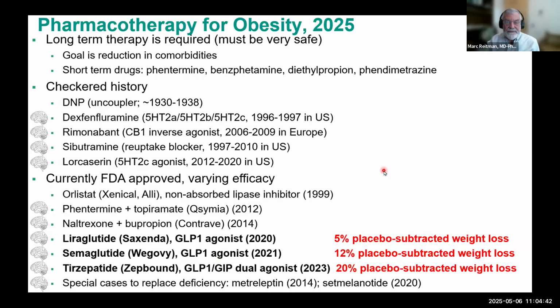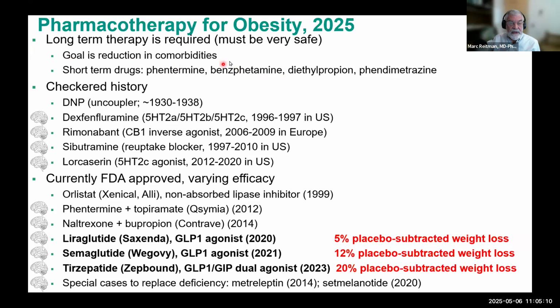And pharmacotherapy for obesity has a long and checkered history. I'd like to just make a few points based on this slide. First of all, we're trying to make drugs that are going to be long-term therapies. And that means they must be very, very safe, because while obesity does increase the risk for things like cardiovascular morbidity and mortality, it's a modest risk. It's not a huge risk. And if you're going to be taking a drug for the rest of your life, you want to be darn sure it's a good, safe drug.